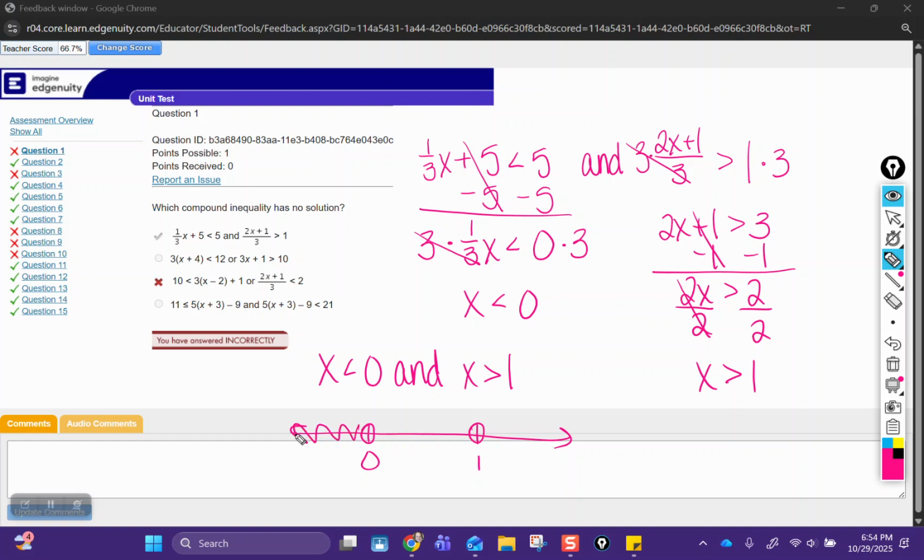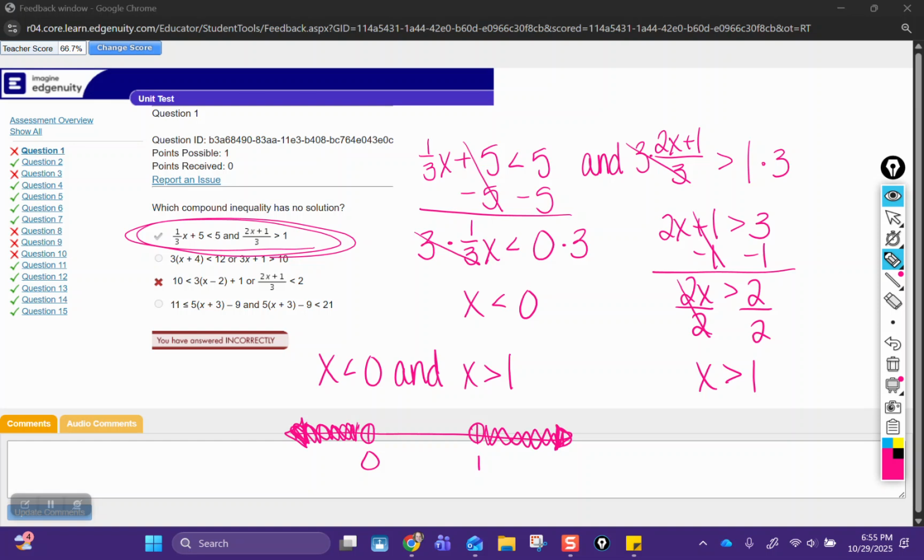But x is less than 0, so we would be talking about numbers shaded to the left here, all the negatives. And x is greater than 1. We'd be shading towards the right here, all the numbers that are greater than 1, but they are positive. So what we're trying to do is find a number that fits in both of these parts, and it turns out there is not a number that is both less than 0 and greater than 1. That just can't happen. If the number is less than 0, it's negative. If it's negative, it's not greater than 1. So that's why this inequality has no solution.